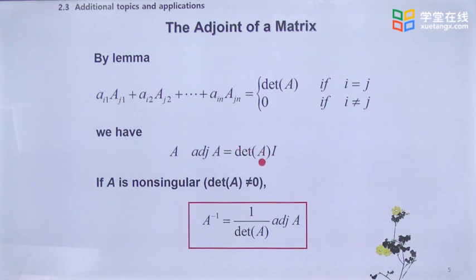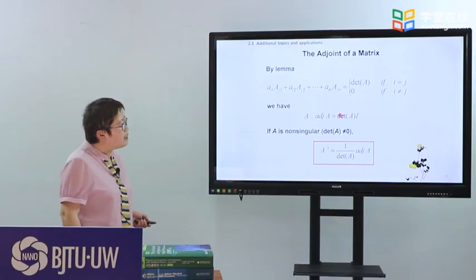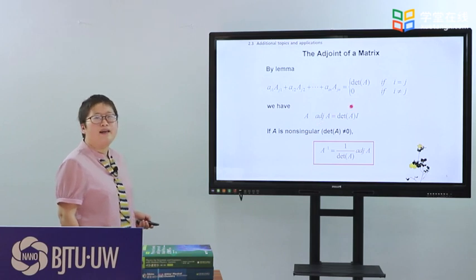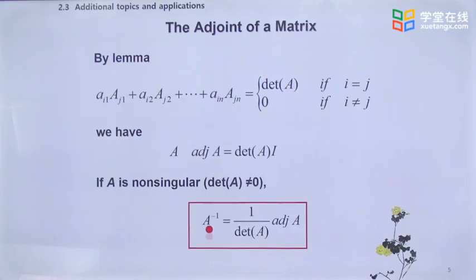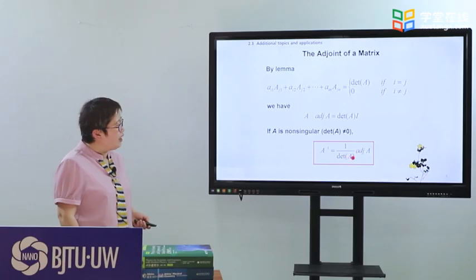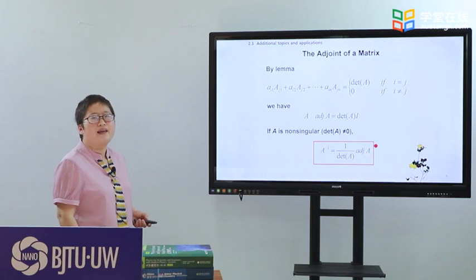If this number, determinant of A, does not equal 0, that means A is non-singular, then we can divide both sides by determinant of A. We will get A times adjoint of A divided by determinant of A equals the identity matrix. So this implies that A inverse equals 1 divided by determinant of A times adjoint of A. So this is a formula for A inverse using the determinant and adjoint of A.